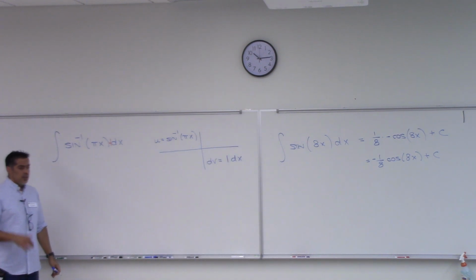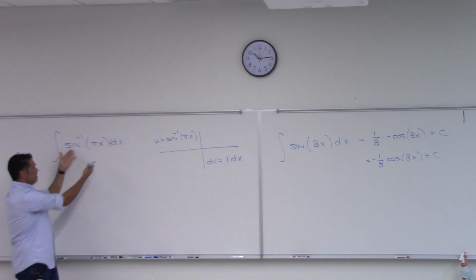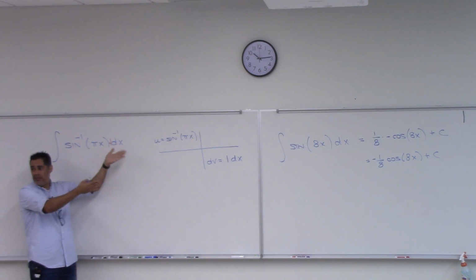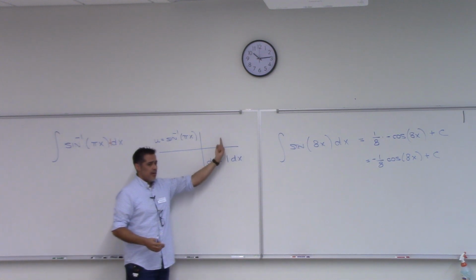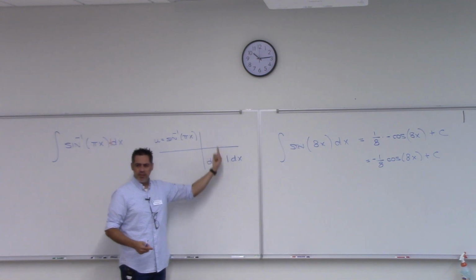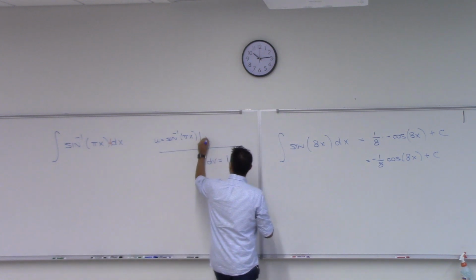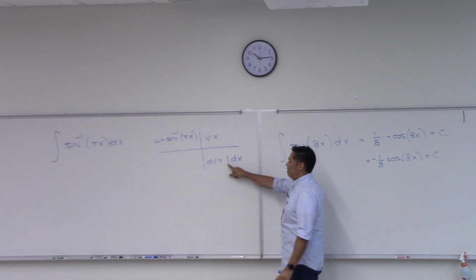Now, the good news is that this stuff fits into my table, right? The bad news is that I have to differentiate this and integrate this. Well, let's do this one. This one's easier, right? What's the antiderivative? Careful. What is the antiderivative of 1 with respect to x?